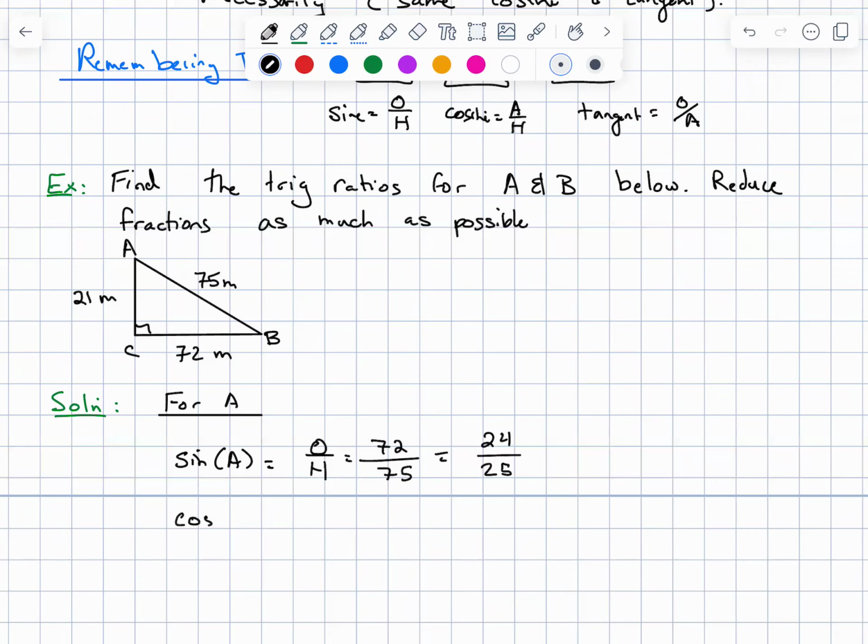Cosine of A is, once again, adjacent over hypotenuse. So the adjacent side must be the 21. That is the side that A is touching that is not the hypotenuse. So that's going to be 21 over 75. And just like before, there's a common factor of 3, because 21 is 3 times 7, and 75 is 3 times 25. So this reduces down to 7 over 25.